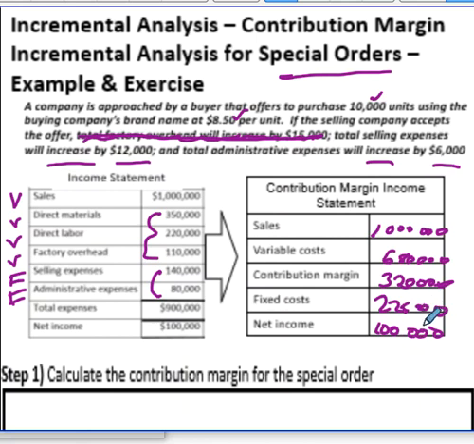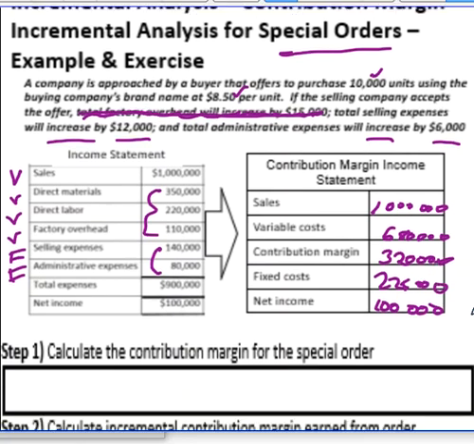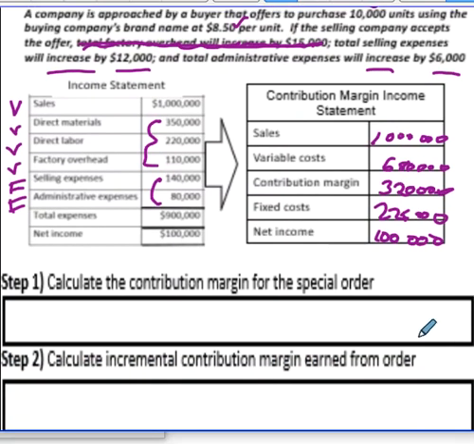Now we're going to calculate the contribution margin using incremental analysis. The first step is to calculate the contribution margin for the special order. This really isn't that difficult. Remember, our contribution margin is equal to our selling price minus our variable cost.